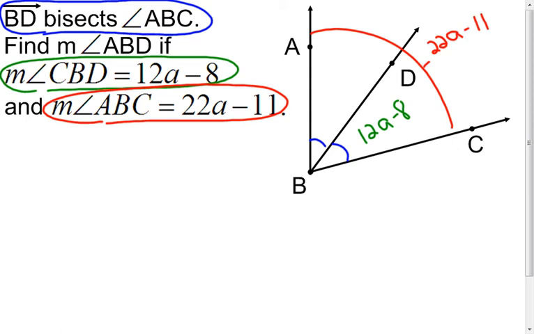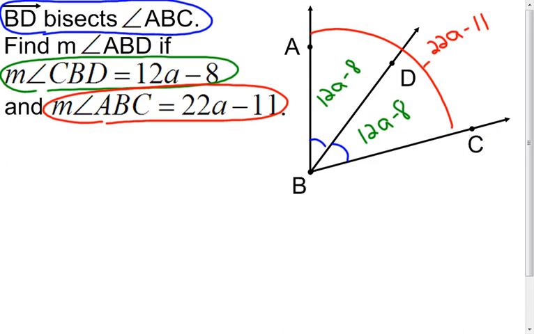So I have all the information from the word problem part, and I put it into my picture to help me out. Now I'm going to come back to these two little blue arcs. They tell me that those angles are congruent. I know one of those angles is 12a minus 8, so the other one has to be 12a minus 8 as well. Now I know the two small parts of the whole angle, and I know what the whole angle is supposed to equal.